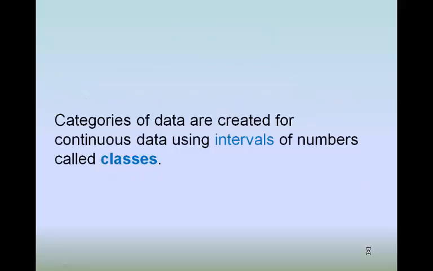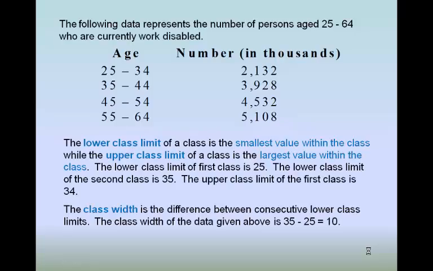Categories of data are created for continuous data using intervals of numbers called classes. The following data represents the number of persons aged 25 through 64 who are currently work disabled. The lower class limit of a class is the smallest value within the class, while the upper class limit of a class is the largest value within the class. The lower class limit of the first class is 25. The lower class limit of the second class is 35. The upper class limit of the first class is 34. The upper class limit of the second class is 44, and so on.